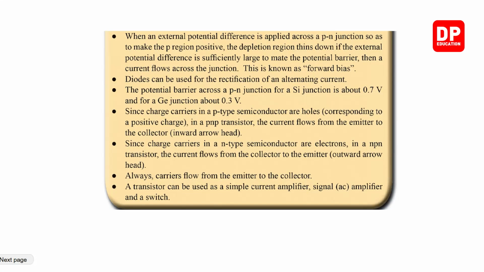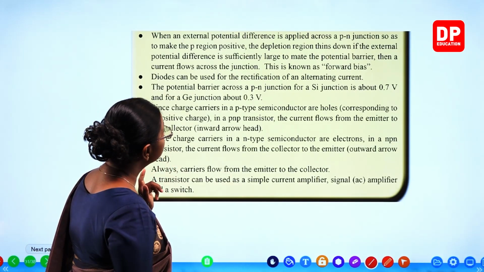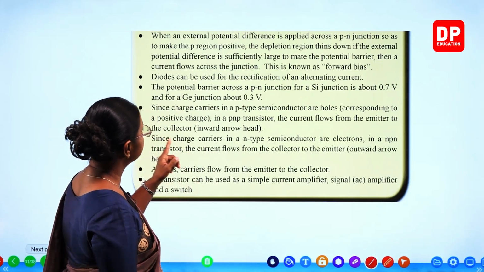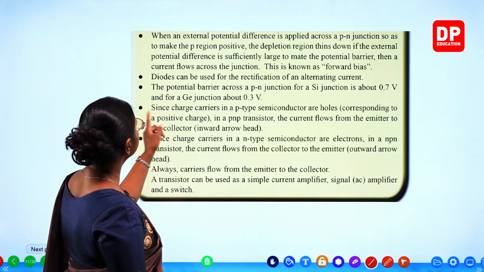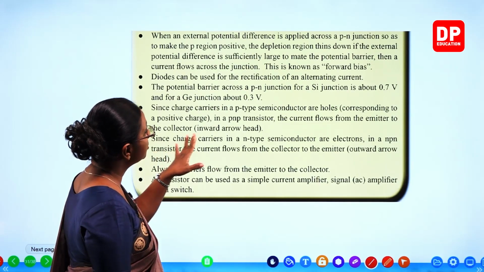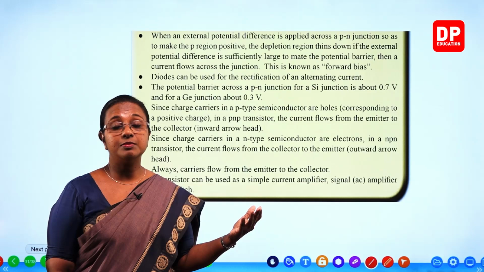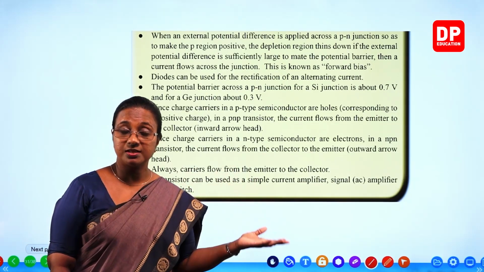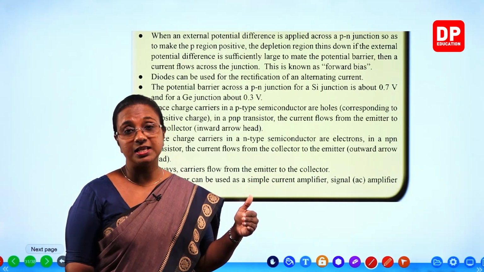When an external potential difference is applied across a PN junction so as to make the P region positive, the depletion region thins down, and if the external potential difference is sufficiently large to overcome the potential barrier, then a current flows across the junction. This is known as forward bias. So, when we properly connect the terminals, the P side is connected to the positive terminal, the N side is connected to the negative terminal, what happens? The potential barrier becomes thinner and thinner.